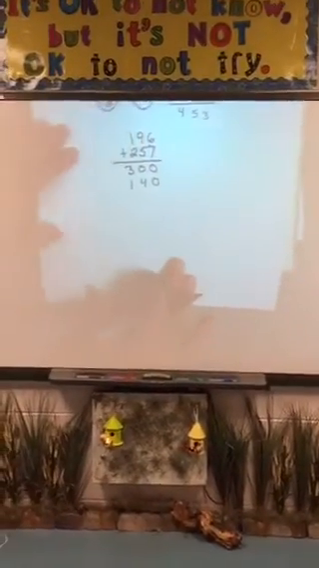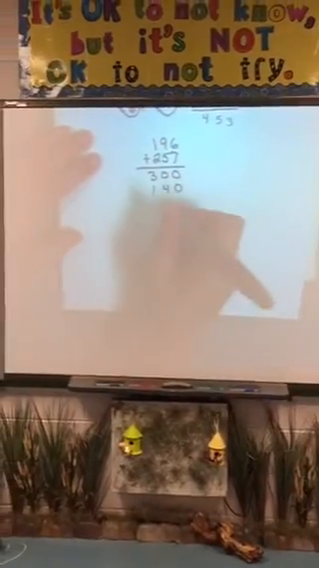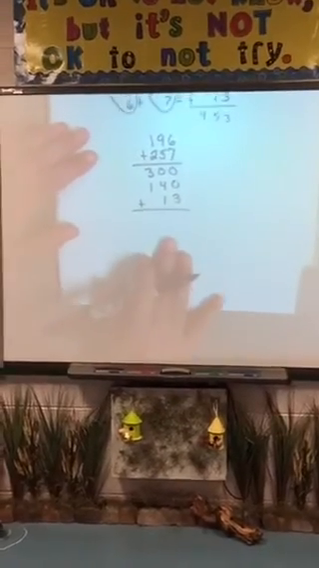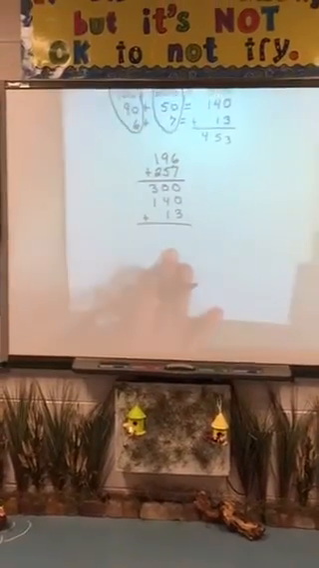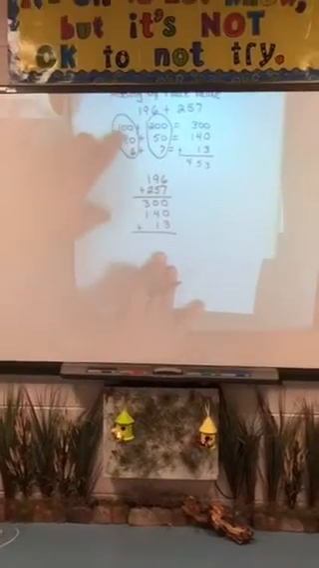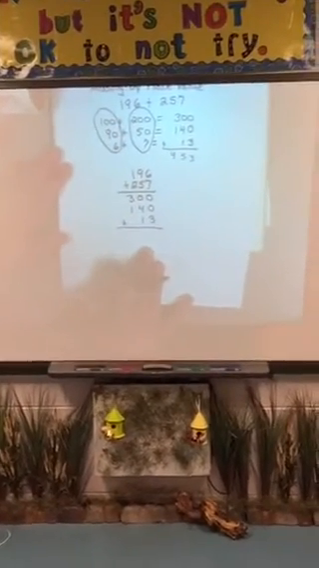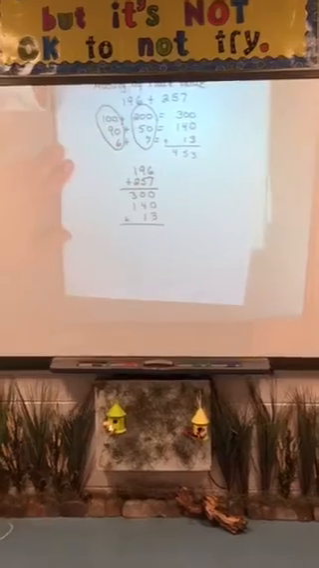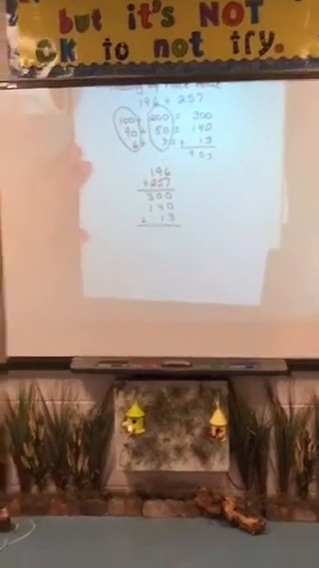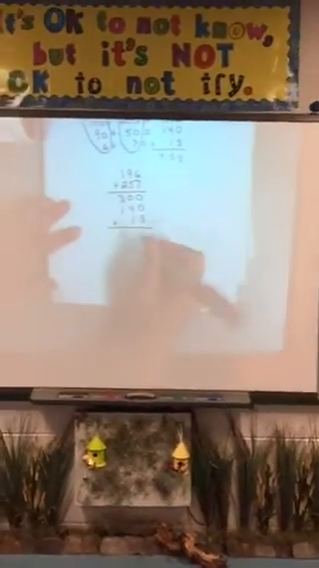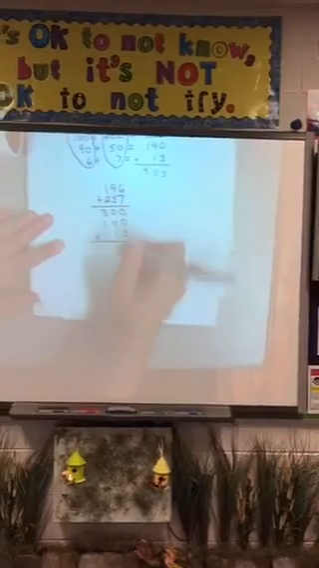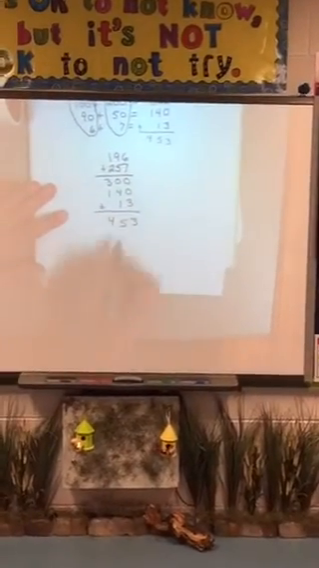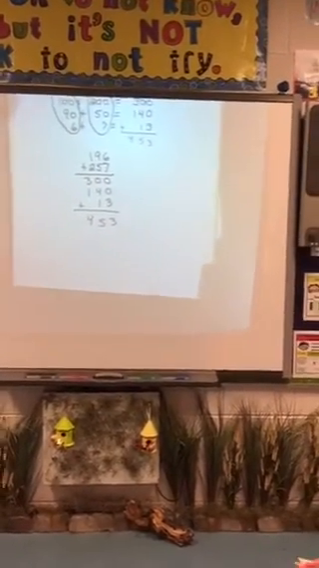Now I'm going to add my ones. 6 ones plus 7 ones. That's 13 ones. Okay, this, I'm going to zoom out just a minute, is the same as above. It's just not listing each individual step. It is okay for them to use either version, whichever they are comfortable and successful at. That's what we want them to do. So total up my sum, 3 ones, 5 tens, and 4 hundreds. Again, the same sum, 453.